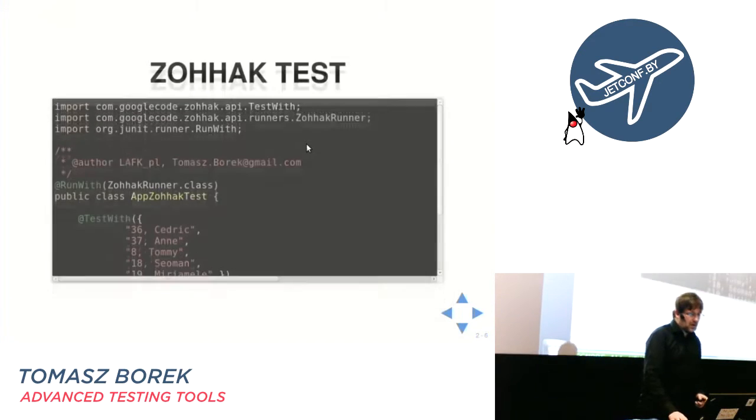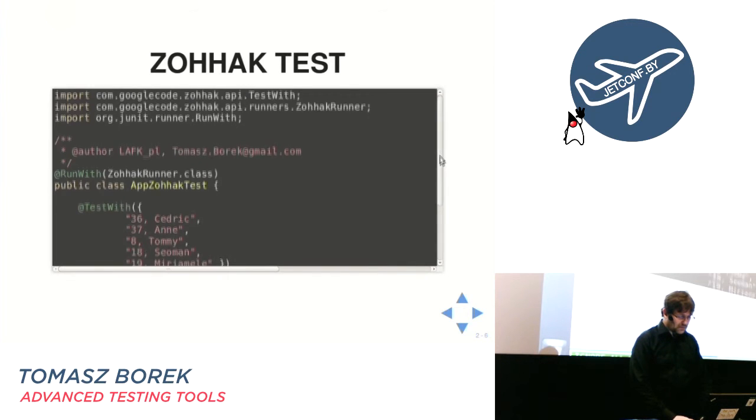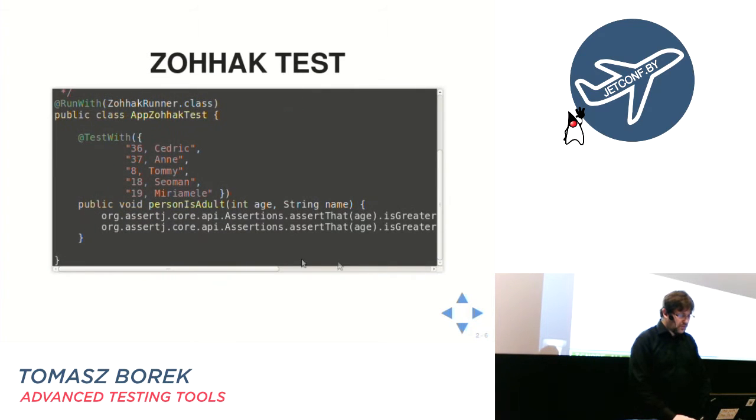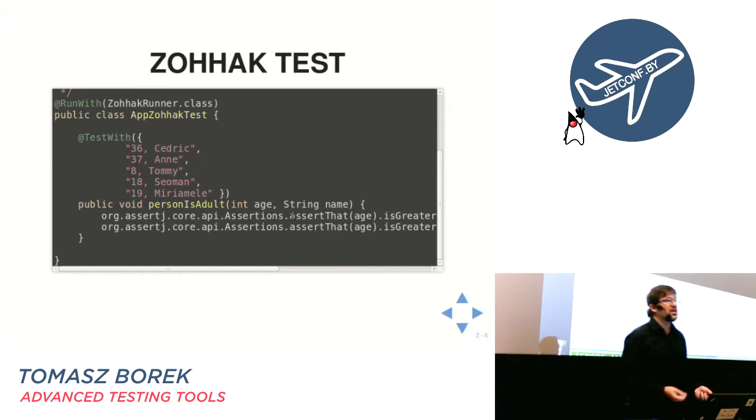Now, the test looks, again, fairly easy. Note that the only JUnit thing we're using is the runner, okay? And since Zohhak doesn't have soft assertions, I've actually used AssertJ to pull out soft assertions because they're fairly nice and work both with TestNG and JUnit out of the box.